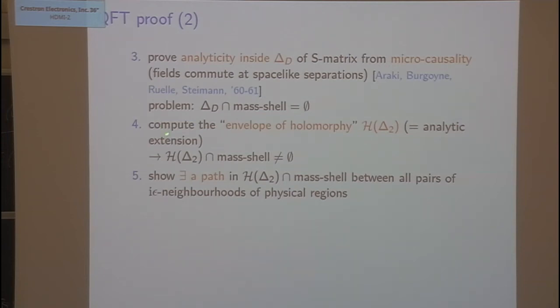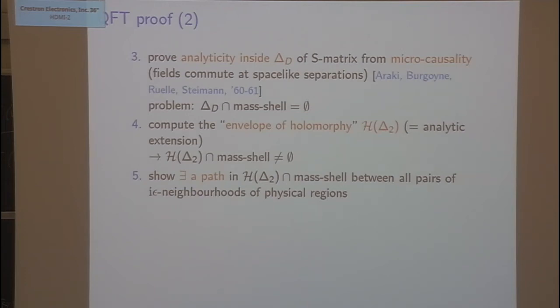What Bros, Epstein, and Glaser found is that it's indeed good. They computed the envelope of holomorphy of delta of 2, which is basically an analytic extension. And what you find is that the envelope of delta 2 has a non-trivial intersection with the mass shell. The last point is to try to find a path connecting the different regions. Delta 2 is when you allow P0, P1, P4. Yes, yes, the light cone, basically.